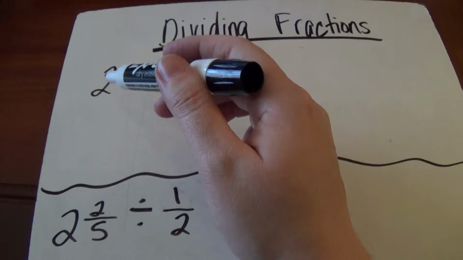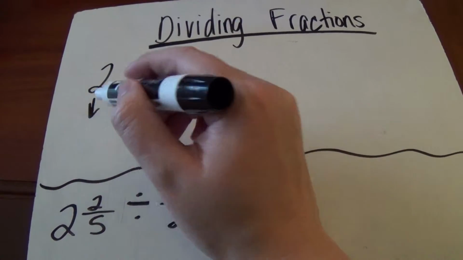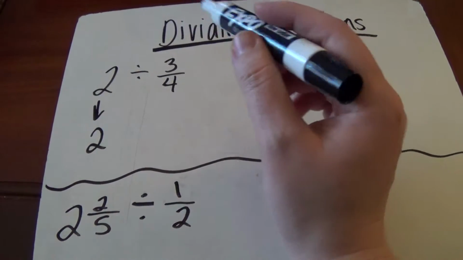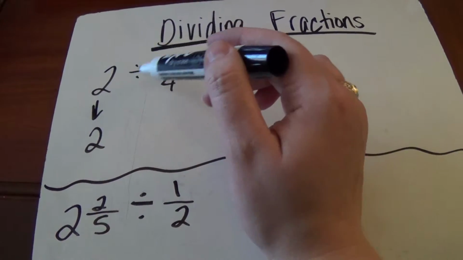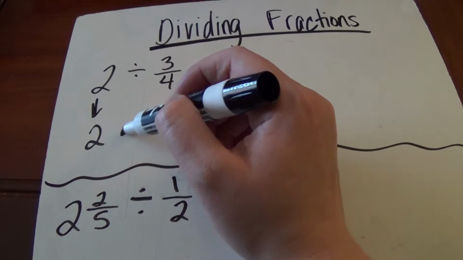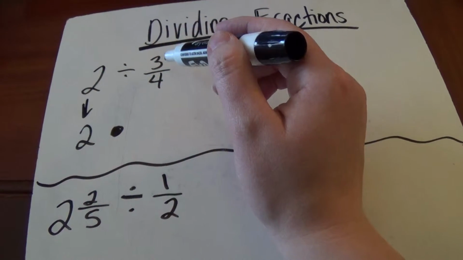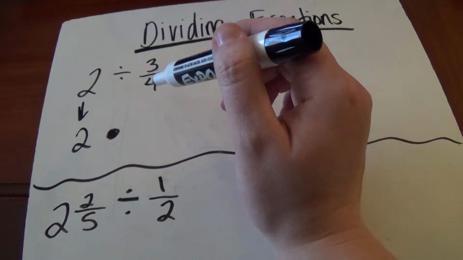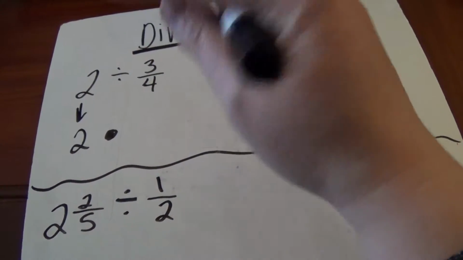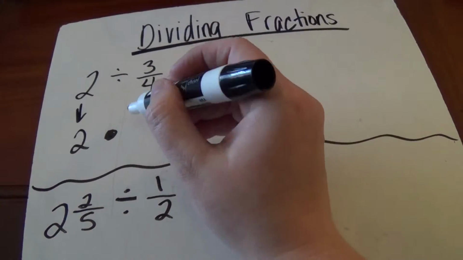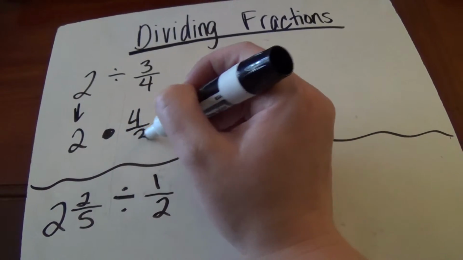The first one is to keep this number the same. So you bring this one just straight down, keep that the same. We're going to change the division symbol to multiplication. That's step 2. And the third step is to take this fraction and find the reciprocal, which you learned in class is like the opposite. So we're going to flip it over. So the reciprocal is going to be 4/3.